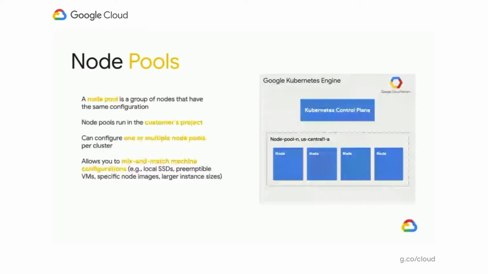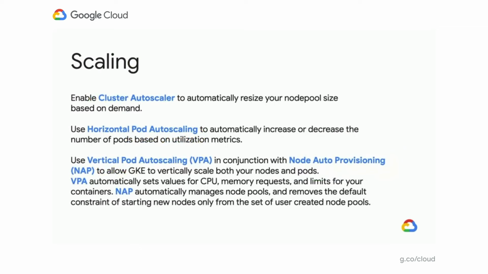Nodes are a shared responsibility. That means that while the control plane is hosted in a Google project, the nodes run in your project, the customer project. That being said, GKE offers a variety of capabilities that automate the lifecycle management of the nodes as well. And we'll cover those next.